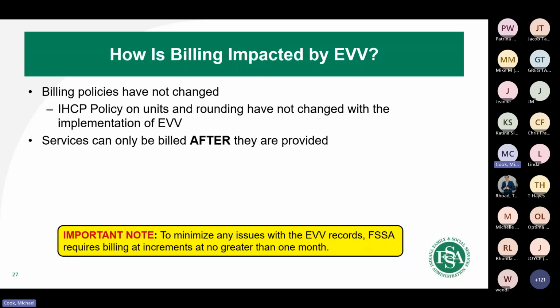And an important note that we've touched upon already, to minimize any issues with the EVV records, FSSA is requiring billing at increments at no greater than 1 month. And that's, again, to ensure that whatever you bill in a claim is matching the EVV aggregator correctly.